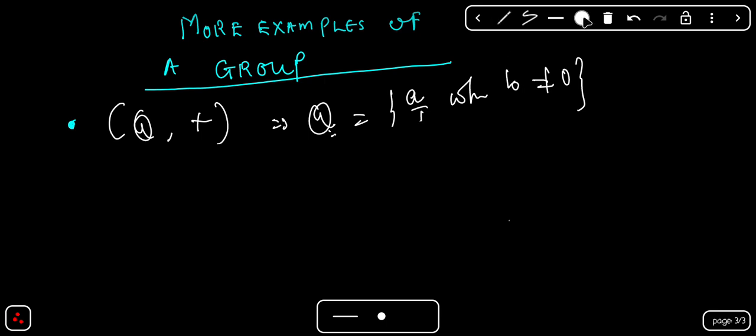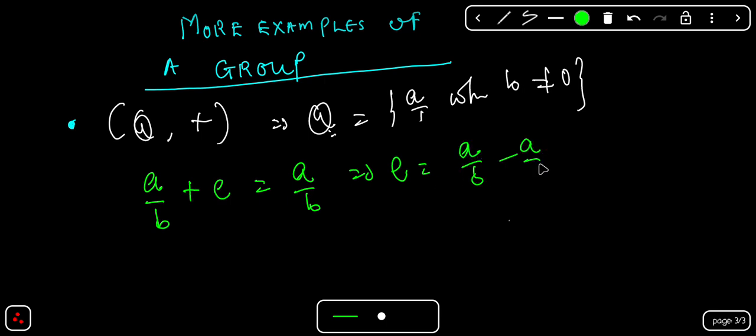Now let's check. Let's find the identity element. That is A over B, then plus something. So let's say that something is E. That's the identity that we need, that will give us A over B. So if you subtract A over B from both sides, we have E, which is the identity, equal to A over B minus A over B, and that will give us 0. So that shows that the identity element here is 0.